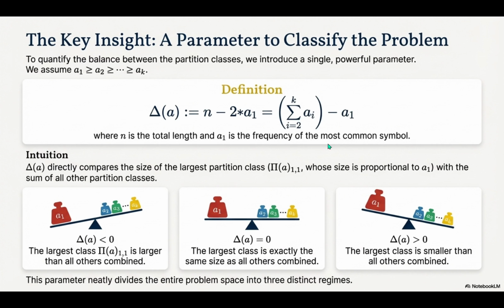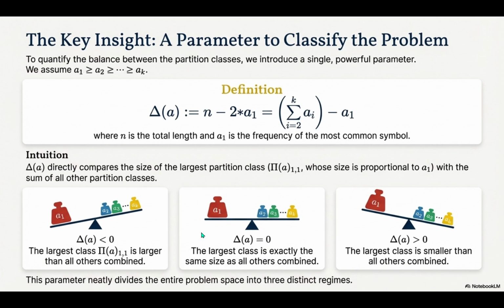Wow. That's a stunningly simple formula to govern something so complex. Why 2m? Where does that factor of 2 come from? It's the comparison point. The size of the largest bucket, the one starters, is proportional to m. The size of all the other buckets combined is proportional to N minus m. The whole thing is impossible if m is greater than N minus m. If you just rearrange that inequality, you get 2m is greater than N, or N minus 2m is less than 0. So delta is just a clean way of writing down that comparison. It's the measure of that difference.